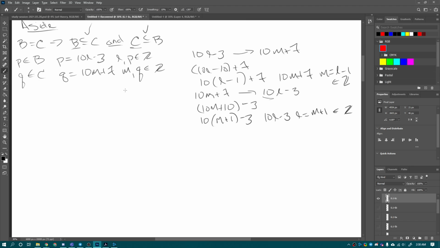Right? And this looks very similar to the other proofs. It's just a little bit more writing. So let's get started. Proof.